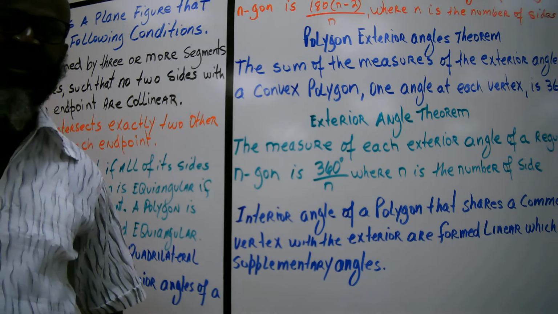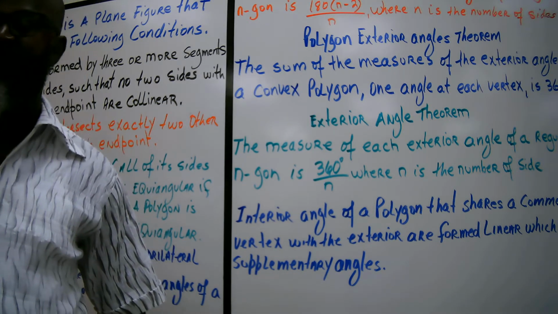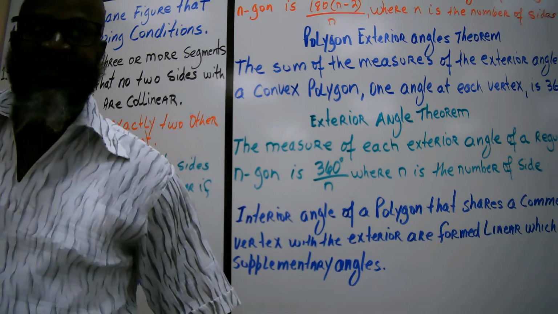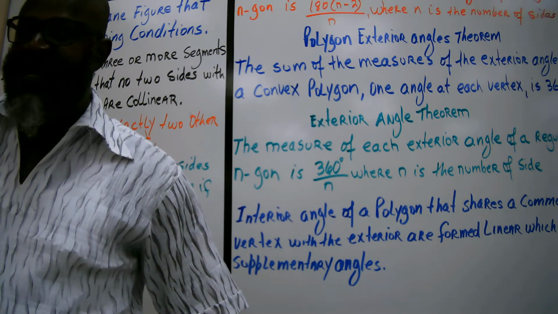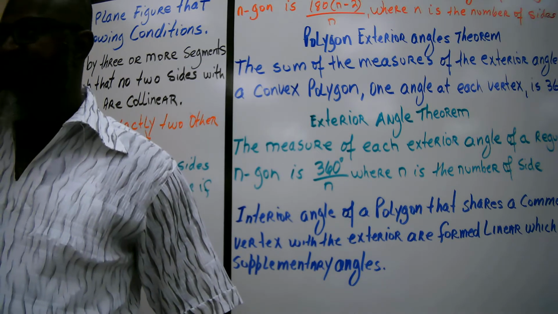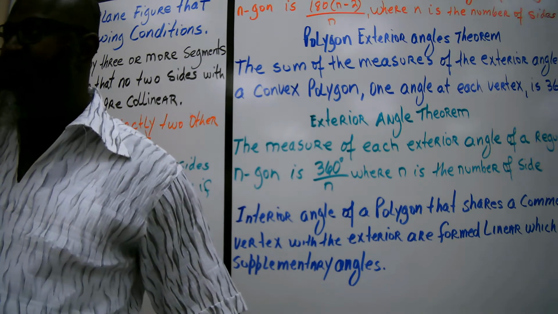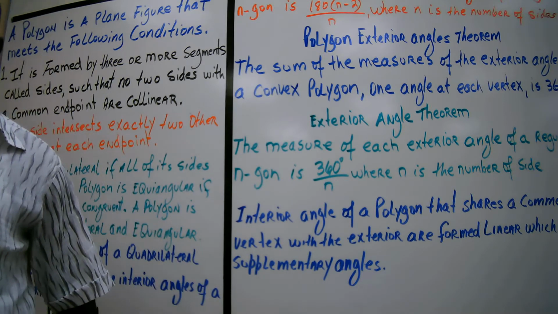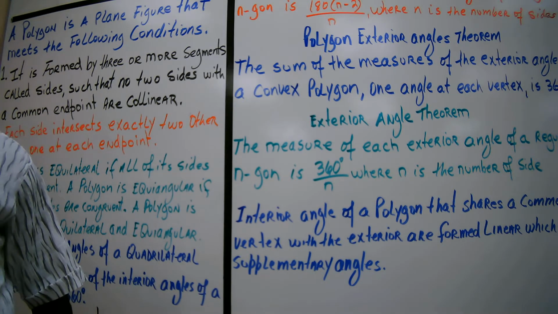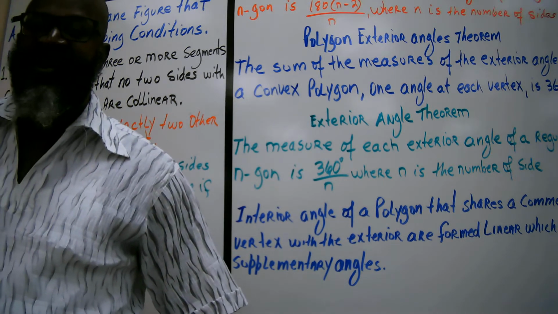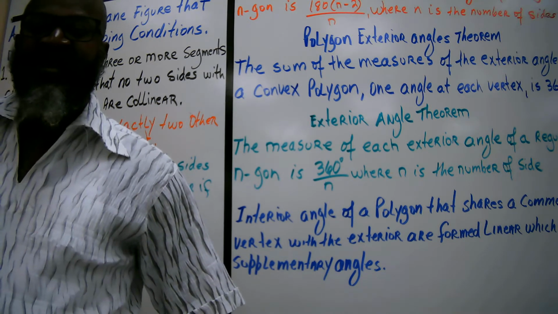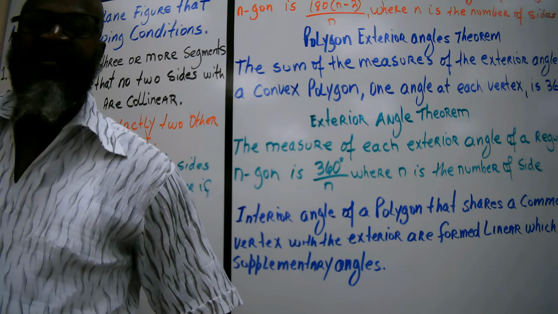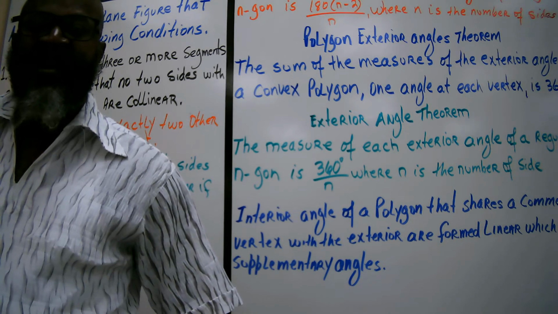Examples of regular polygons are the square. A square has 4 right angles and 4 congruent sides. An equilateral triangle has 3 congruent sides. If it has 3 congruent sides, it will have 3 congruent angles. It will be equiangular also, where each angle will be 60 degrees. So an equilateral triangle is also a regular polygon.